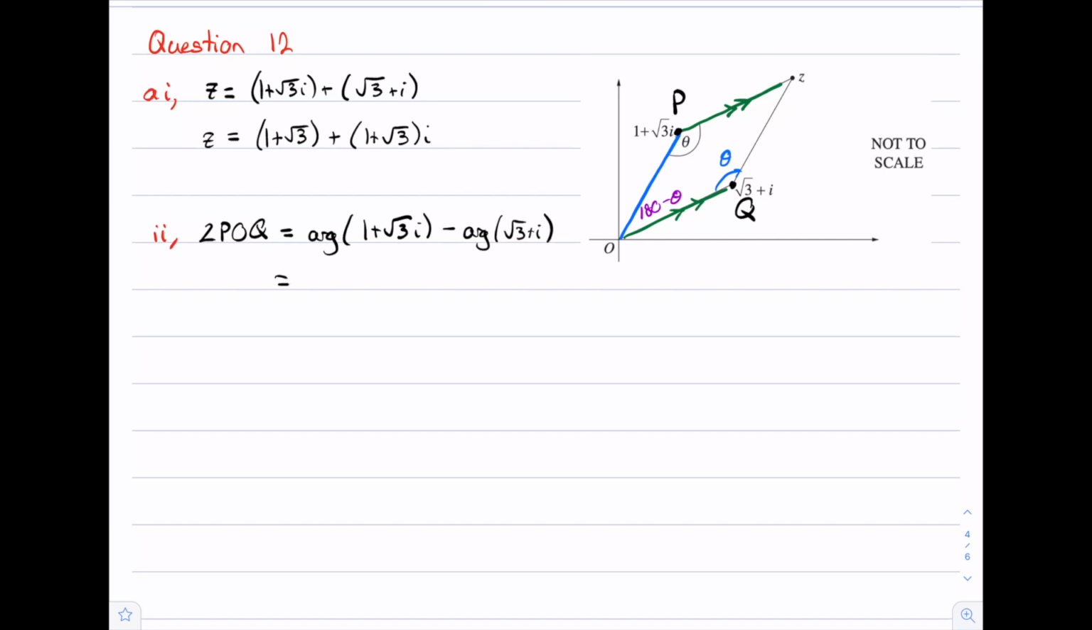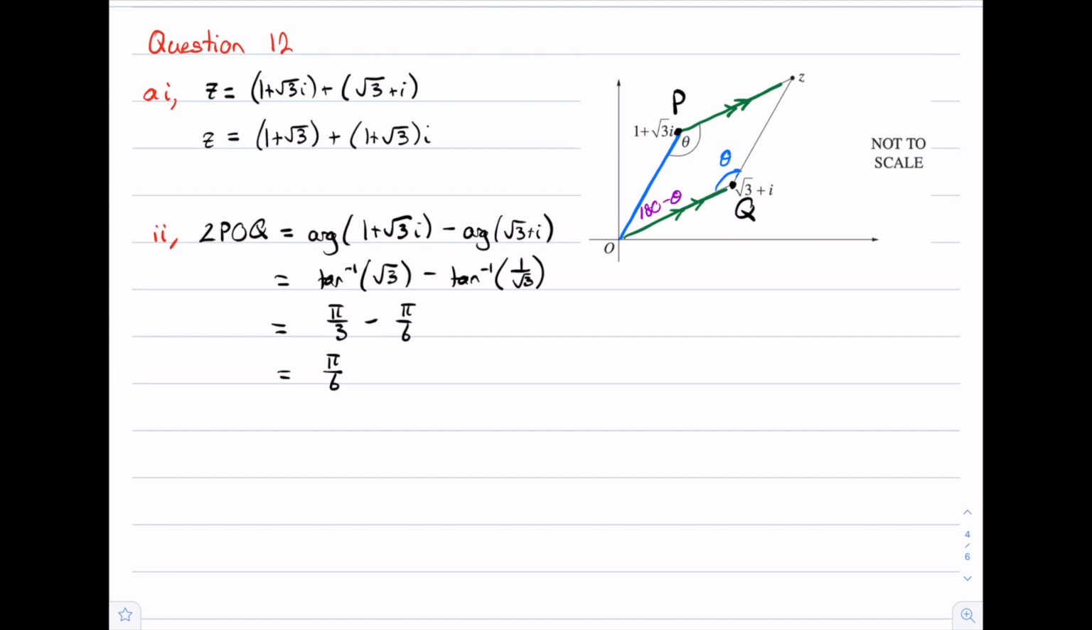So let's work that out now. Argument of 1 plus root 3i. That's going to be tan inverse of root 3, minus the argument of root 3 plus i, which is tan inverse of 1 on root 3. So tan inverse of root 3, that's going to be 60 degrees or pi on 3 radians. And tan inverse of 1 on root 3 is going to be 30 degrees or pi on 6 radians. So overall, our angle in here, the one inside our rhombus, is going to be pi on 6.